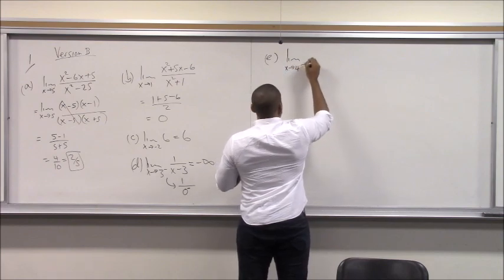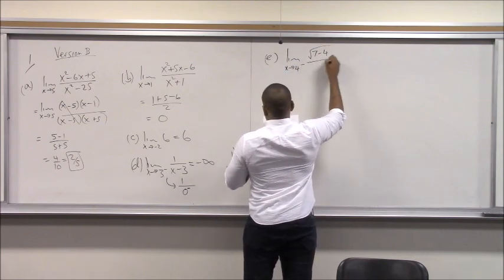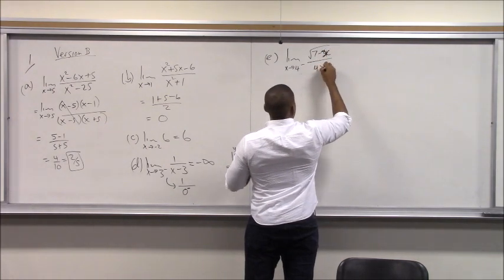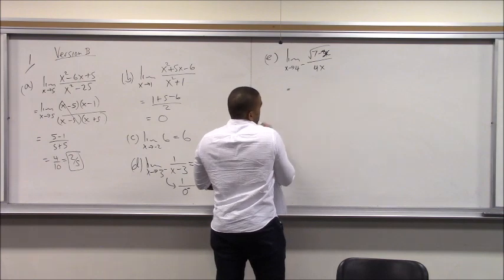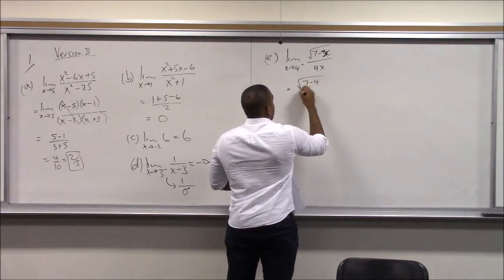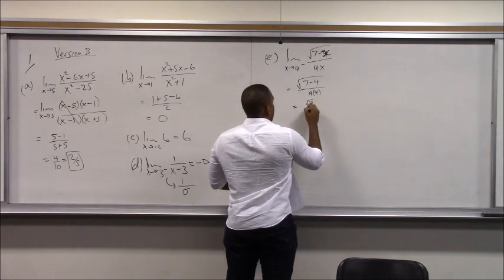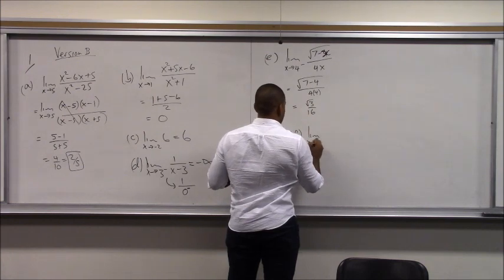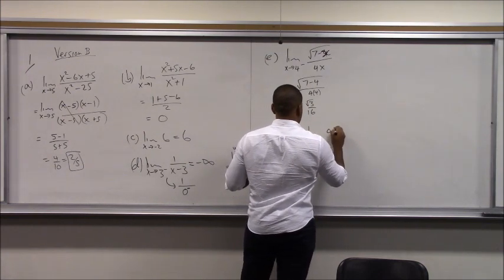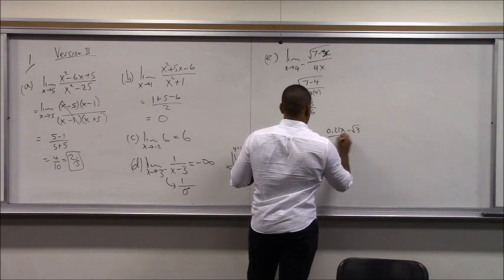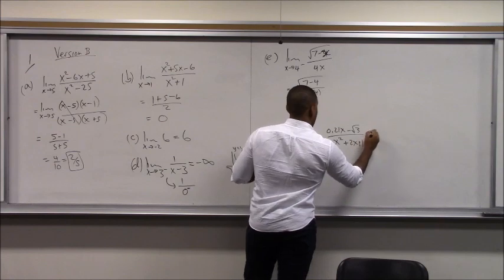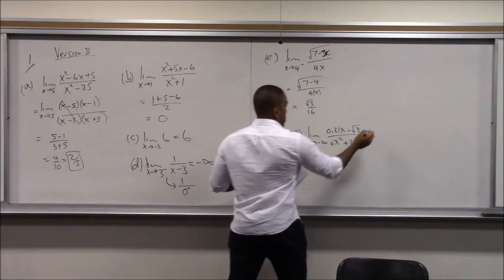Sorry. 7 minus x over 4x. How'd you do this one? Just plug it in. F. 4x squared plus 2x plus 1. What is that? 0. Bottom hidden.